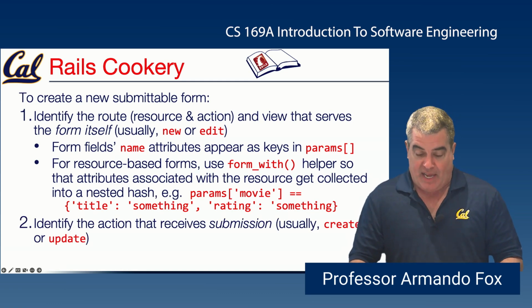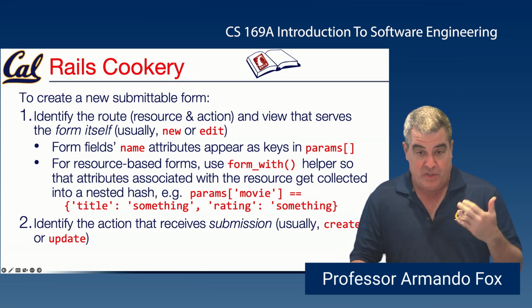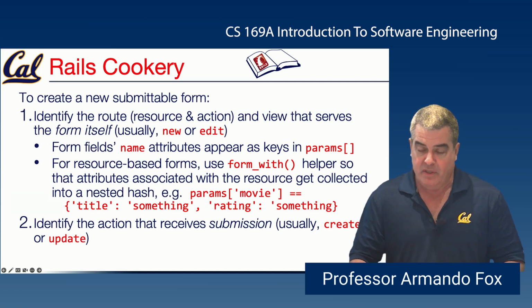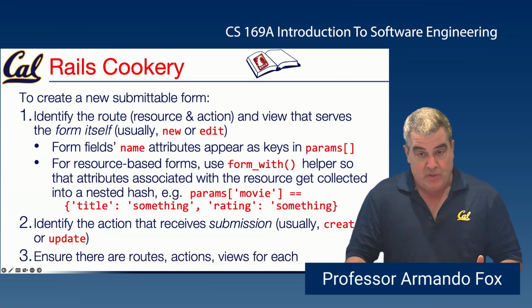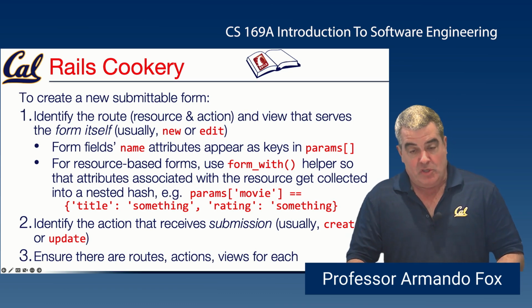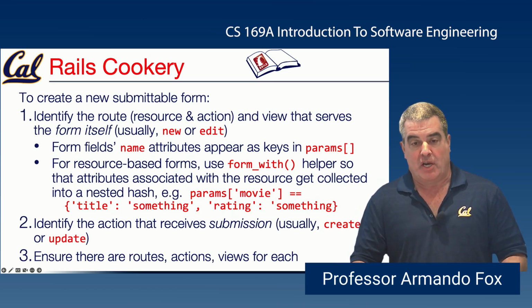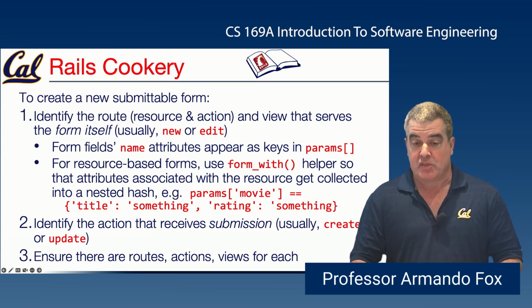Then you also have to have an action that receives the form submission. In other words, it receives those params and does something with it. In a typical Rails app, that will be the create or update action. And there have to be routes, actions, and views for each of those. So we will finish up our discussion of forms by talking about what do you do after a successful create or update.